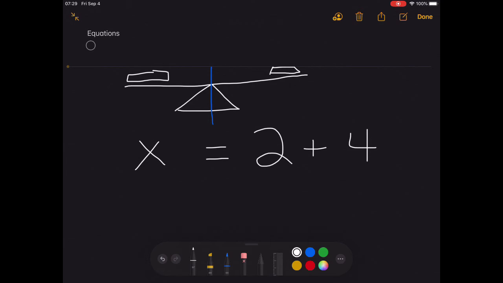Okay? And so this is a fairly simple equation. It's what we call a one-step equation, because there's basically just one step I have to do to figure out what x is. I have to take this 2 and the 4 and add them together to get 6. And of course my equal sign and my x stay the same. So my solution for this equation is that x equals 6.